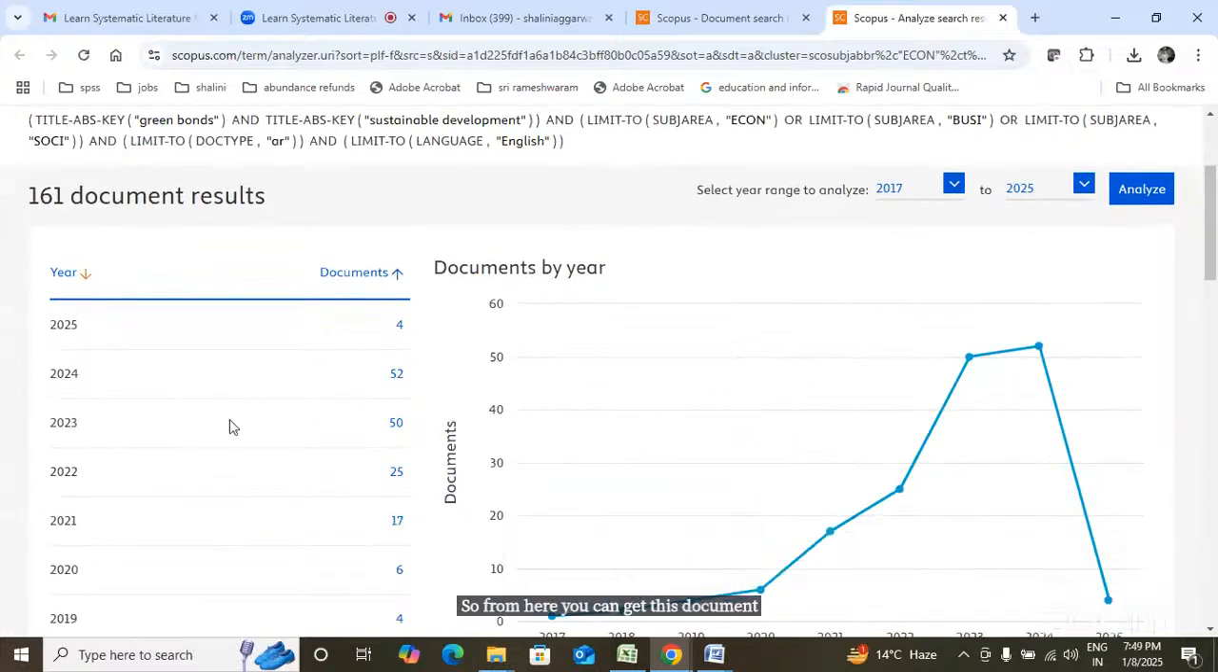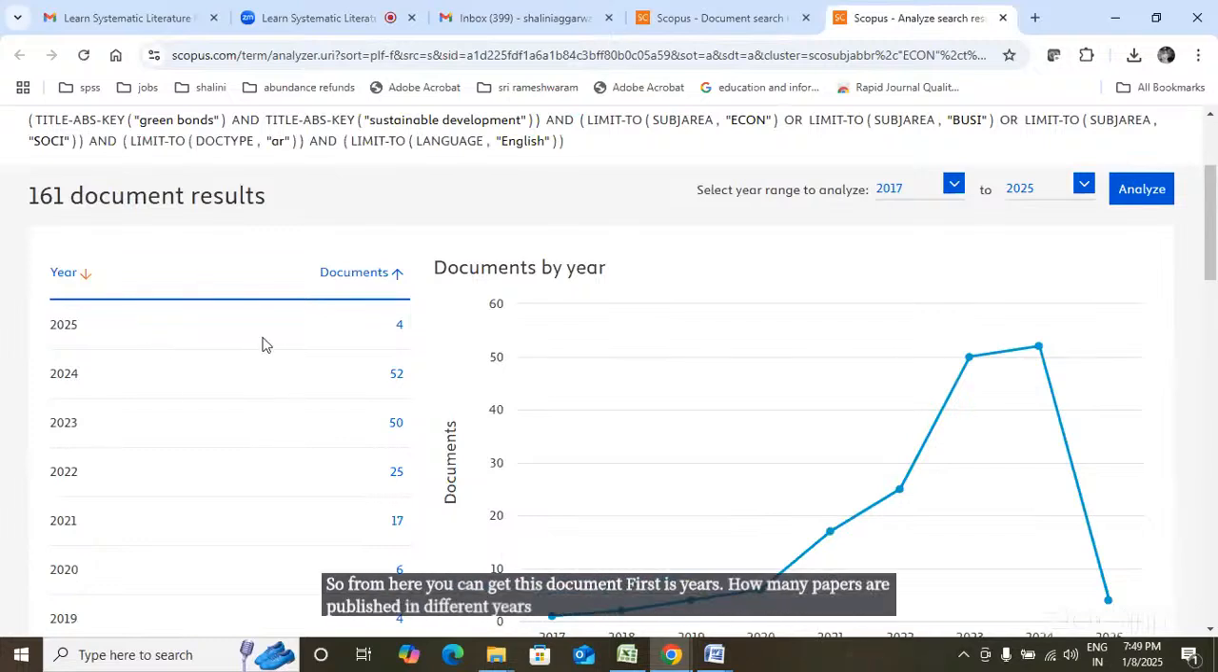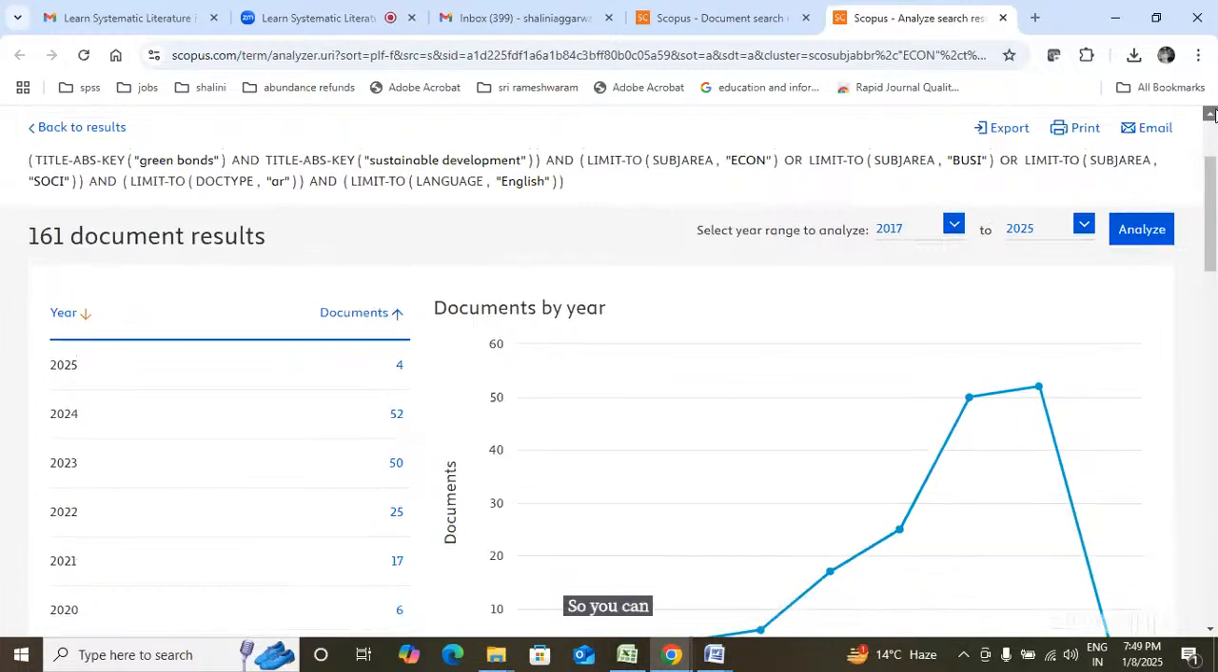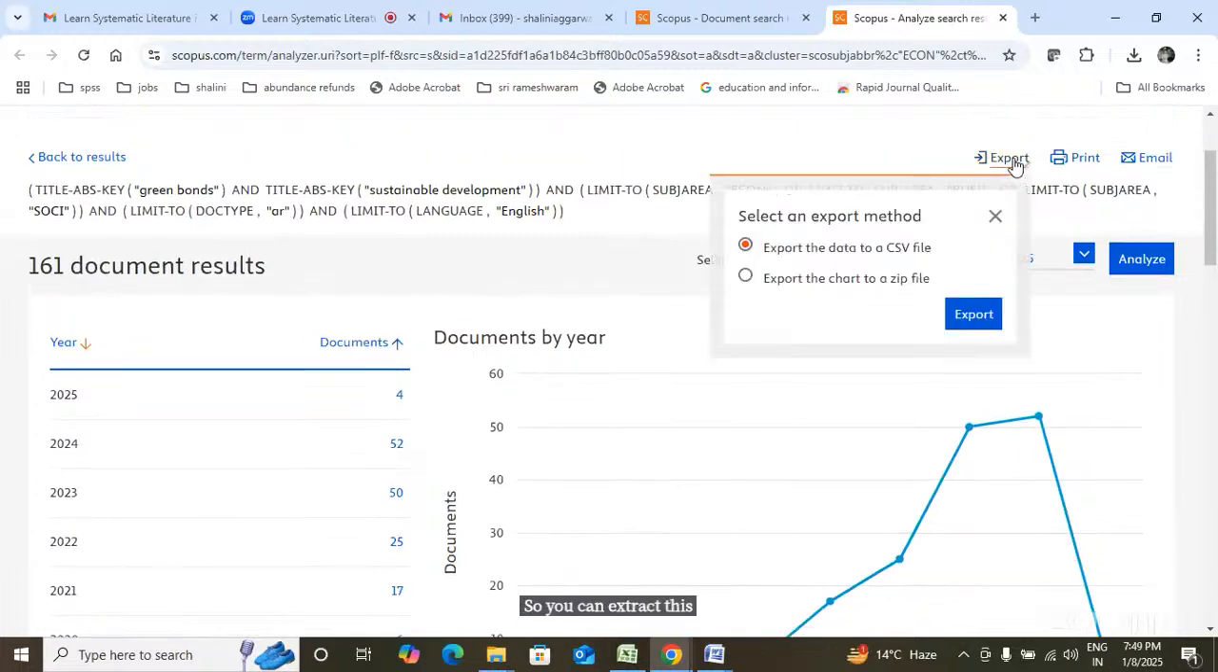First is years. How many papers are published in different years? In 2025 May, how many papers were published? 2024 May, 23 May. So you can extract this. You can export this. Here is a button called export. So what you have to do is export the data to a CSV file, export.